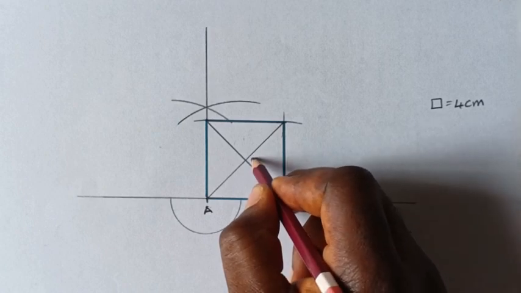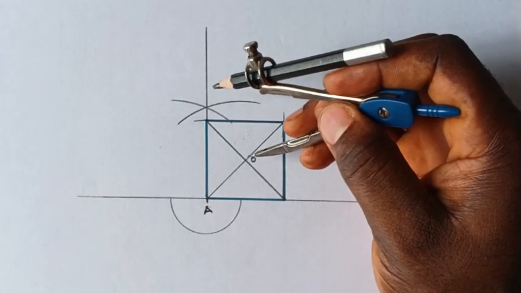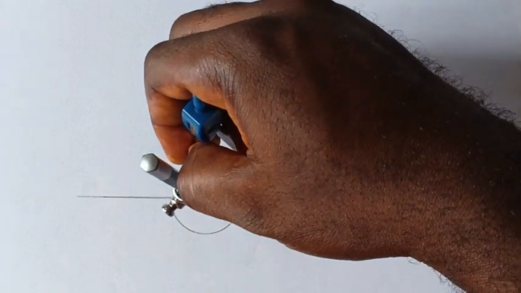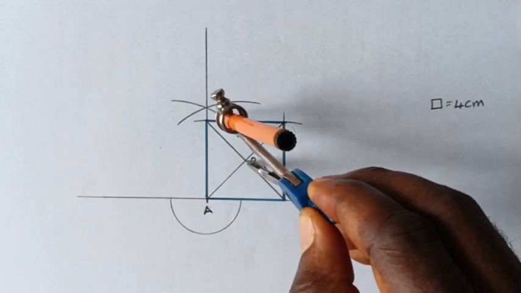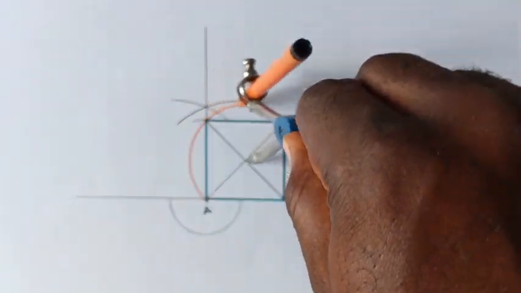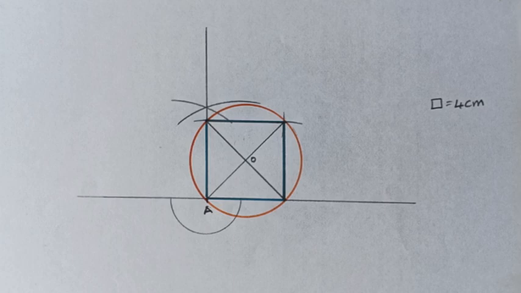So here is the center of the square, which is O. This point is the center. So in order to draw a cycle around the square, you now take a measurement from here to this point and you now draw a cycle. So now once you place that properly, you now proceed to draw the cycle. So that is how to circumscribe a square.